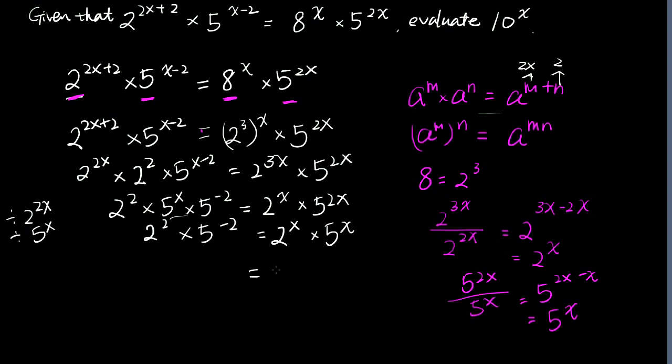So then we can see, hey, for the right hand side, can I combine them? Okay, can I do anything? Because I can change it to 2 times 5 whole thing to the power of x. Do you agree with me? And the left hand side is 4 multiplied by 1 over 25.